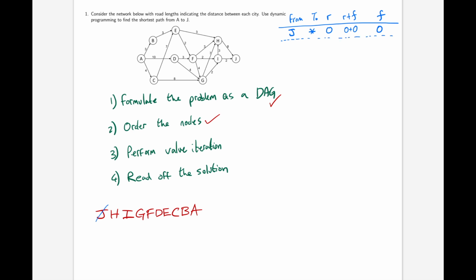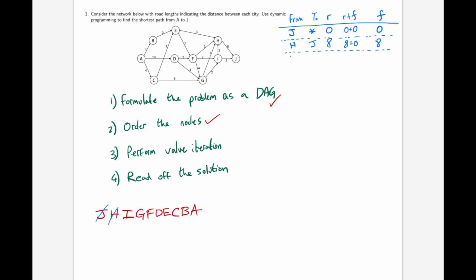Next we will consider H. There's only one place we can go from H, which is to travel from H to J. The reward we will get from doing that, 8, is the distance from H to J. J has a value of 0, that is the shortest path from J to J, which makes sense. So R plus F is 8 plus 0. There are no other actions to consider, and so the best thing we can do from H is to go to J, which will assign H a value of 8.